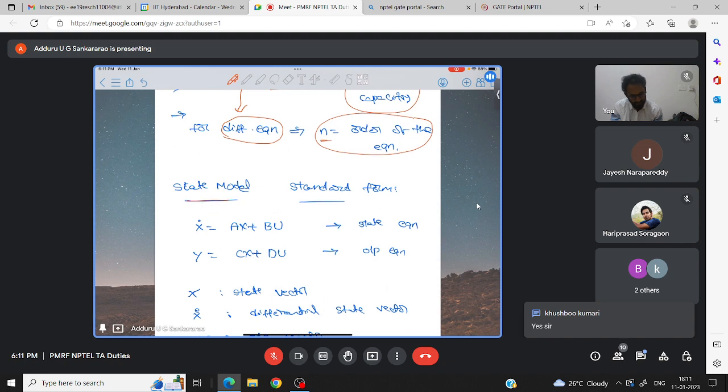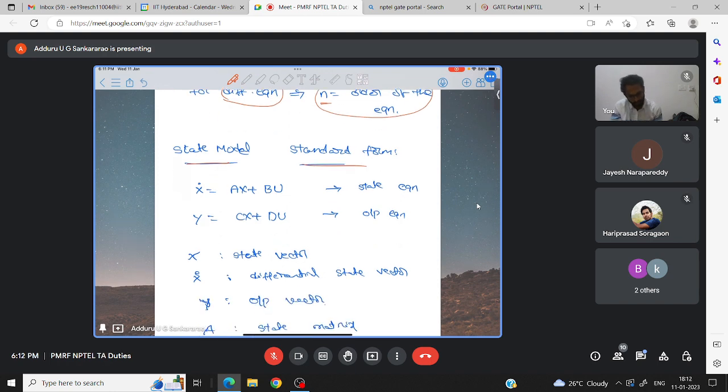Next, we'll see what is the standard form of a state model generally. So, state space analysis, a state space representation. If you see, this is the standard form. We represent it like this: x dot, the dot means it's a differentiation symbol, equal to Ax plus Bu, and y equal to Cx plus Du. So this equation is called the state equation or dynamic equation, and this equation is called the output equation. So x dot equal to Ax plus Bu and y equal to Cx plus Du.